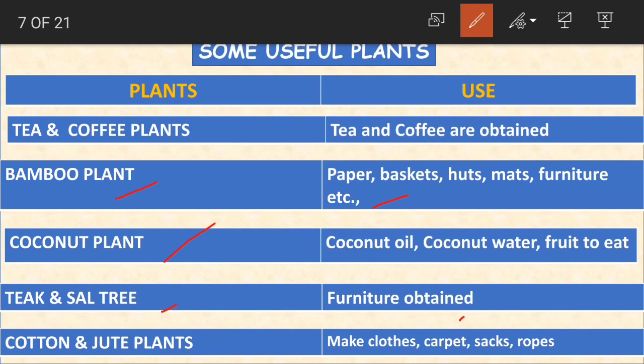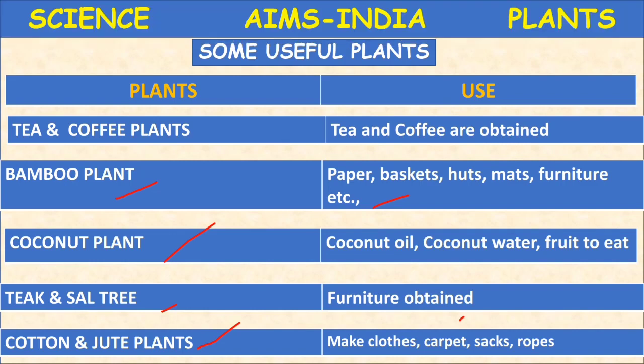Cotton and jute plants. Cotton is used for clothes, carpets, sacks, ropes, and jute bags also. These are pollution free materials. That is why these days we are promoting more jute bags and cotton bags to carry. Clear, children? So these are some plants and their usages.